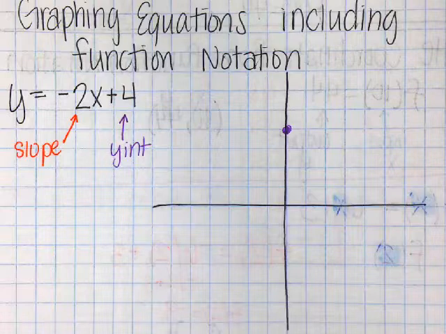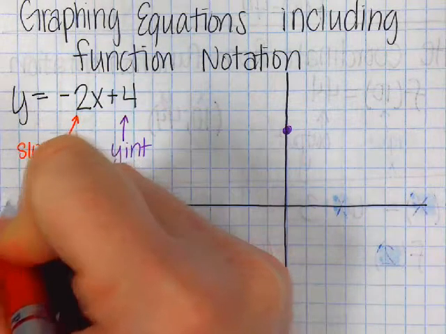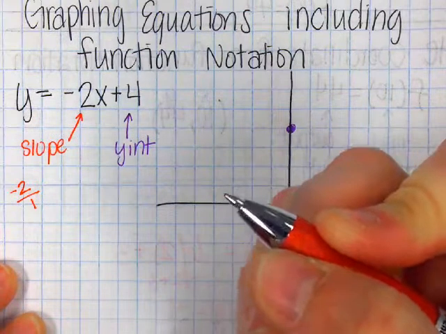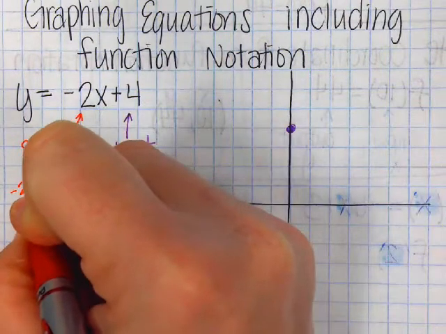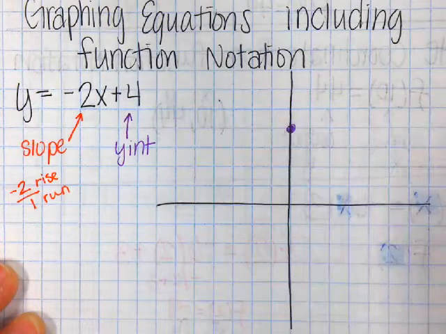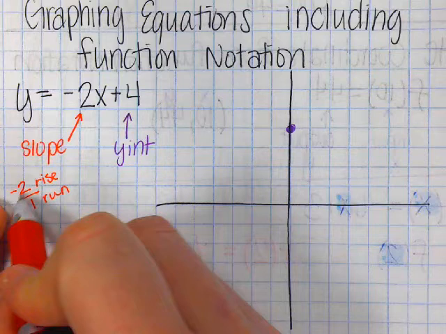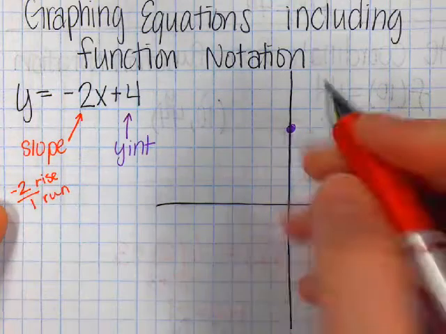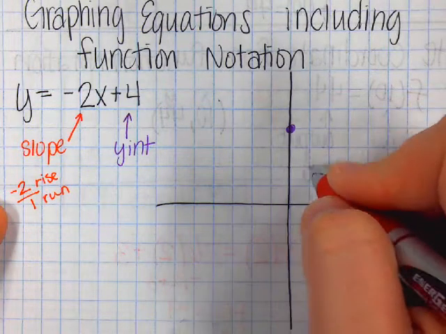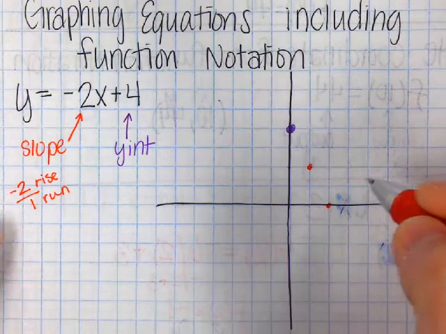And then if my slope is -2, remember, any number divided by 1 is just that same number. So -2 over 1. I like to do that just so that I can remember rise over run, how much it's going up or down, and how much it's going over. So since it's a -2, it has a rise of -2. Instead of going up 2, I'm going to go down 2, and then I'm going to move over 1. Move down 2, over 1.